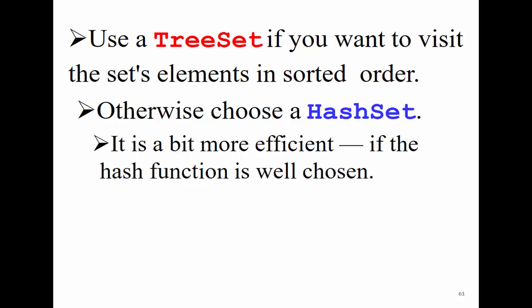So we use the TreeSet if we want to visit set elements in sorted order. Otherwise, choose the HashSet. HashSet is more efficient than the TreeSet. HashSet does not make any restriction, so any object can be used with the HashSet, but with the TreeSet there is a restriction that you should add only objects with a comparable interface.